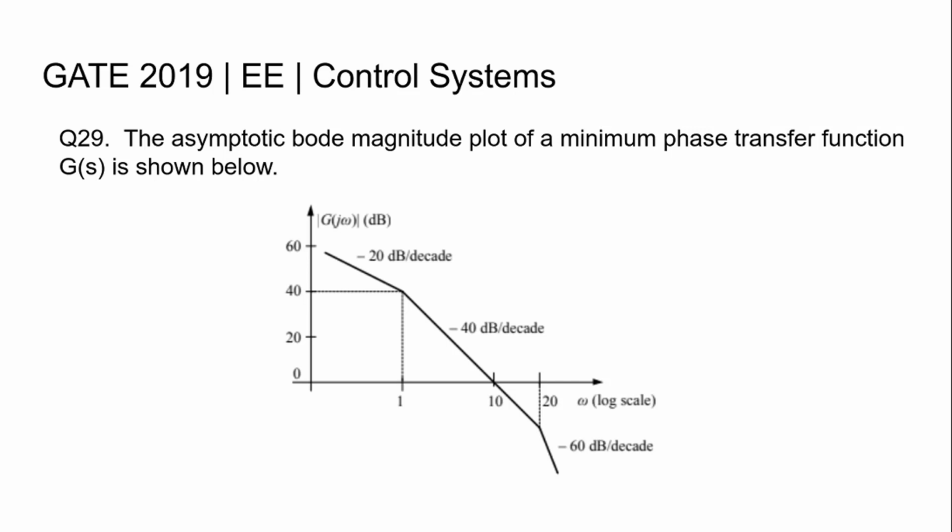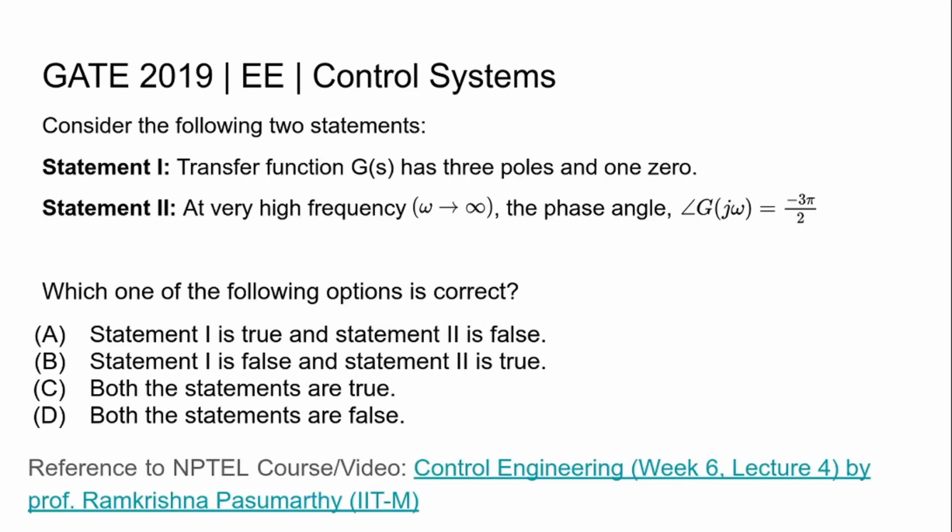Hello everyone, we are given the asymptotic Bode magnitude plot of a minimum phase transfer function g of s. Also, we are given two statements. Statement 1, transfer function g of s has 3 poles and 1 zero, and statement 2, at very high frequency the phase angle equals minus 3 pi by 2. We are asked to find the correct option.